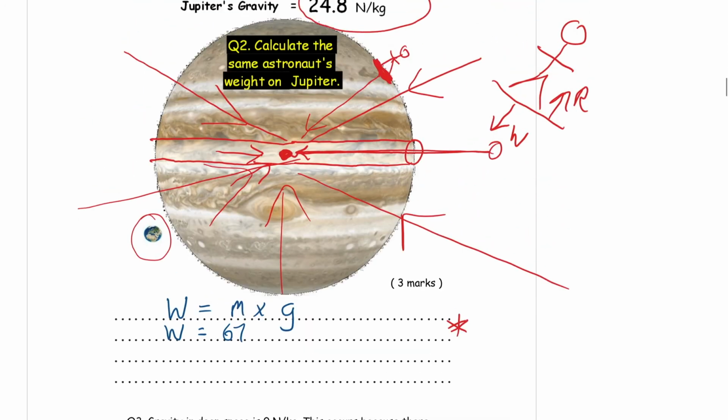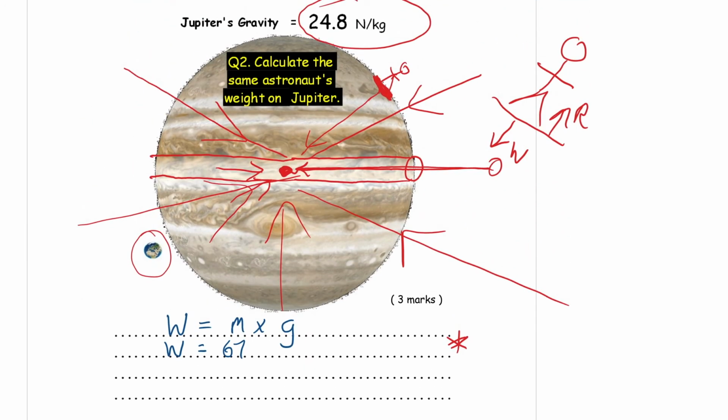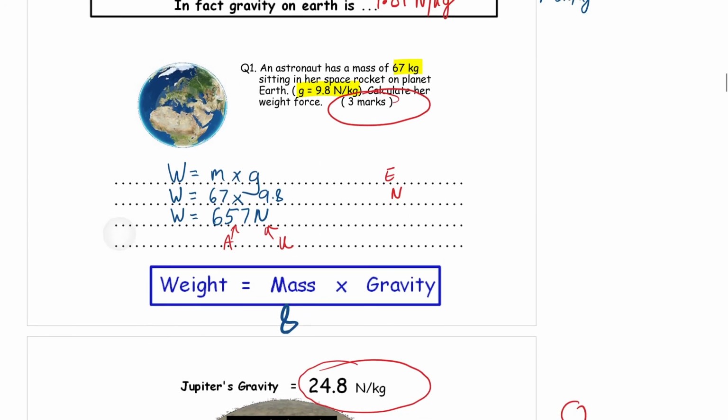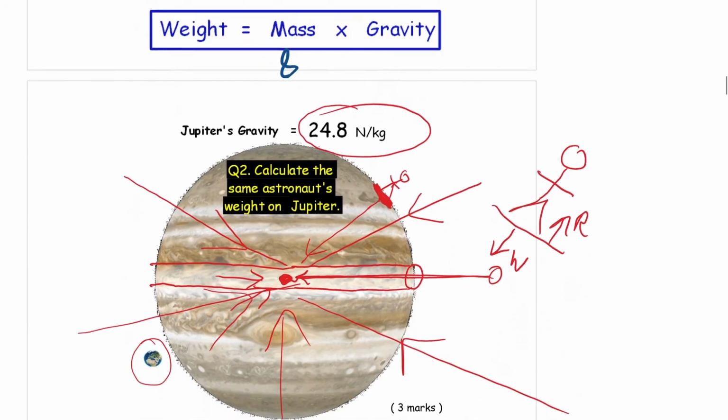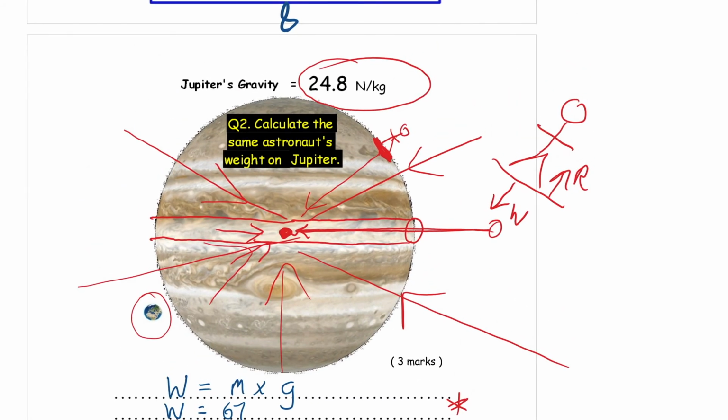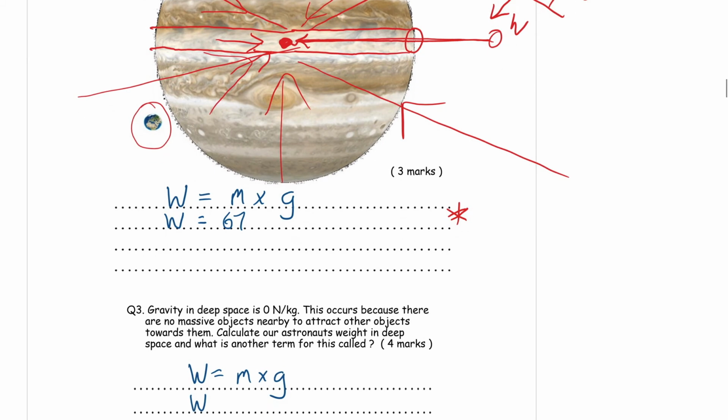Weight. What you've been asked to do here is calculate the astronaut's weight on Jupiter. Well, you've worked out the weight on Earth as 657. The astronaut's mass remains the same at 67 kilograms. The astronaut hasn't gone on a crash diet or gained a load of weight. The mass remains the same. What changes, of course, is the gravitational field strength. Here it is again, 24.8. So I'll let you complete question 2.